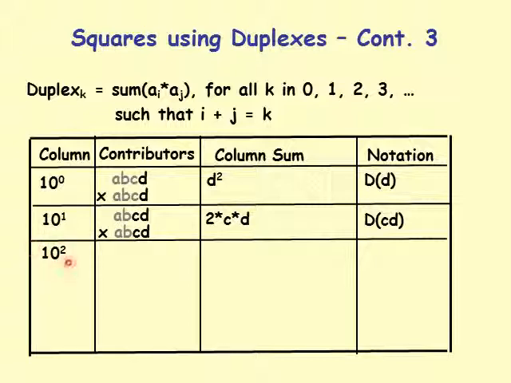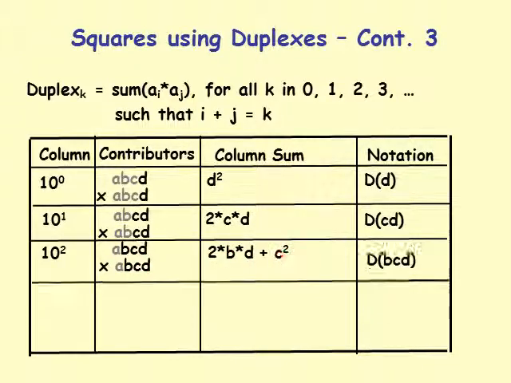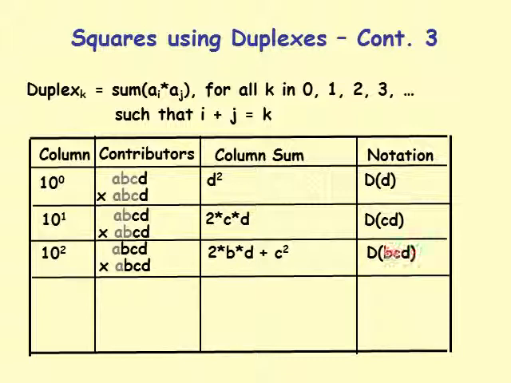Let's continue here. Our next column, the 10 to the power 2 column, which is 100, and the contributors are, we can get a product from here, which is B times D, or D times B, and also C times C. So this product in the 10 squared column is BD plus BD, which is 2BD, plus C squared. And the notation is the duplex of BCD.